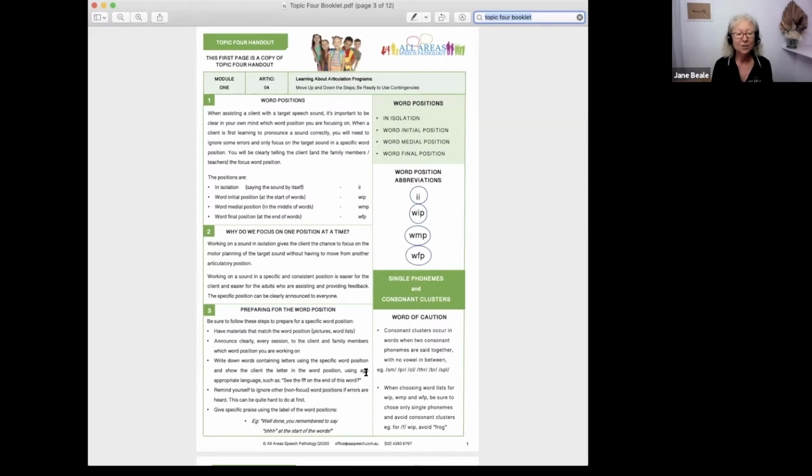We need to just focus on one position at a time, because actually it can be quite hard to do a sound at the start as compared to the end, or at the end as compared to the start, because sometimes a consonant is made before the vowel and sometimes a consonant is made after the vowel. And actually it's a different set of skills and coordination and movement to do the different positions.